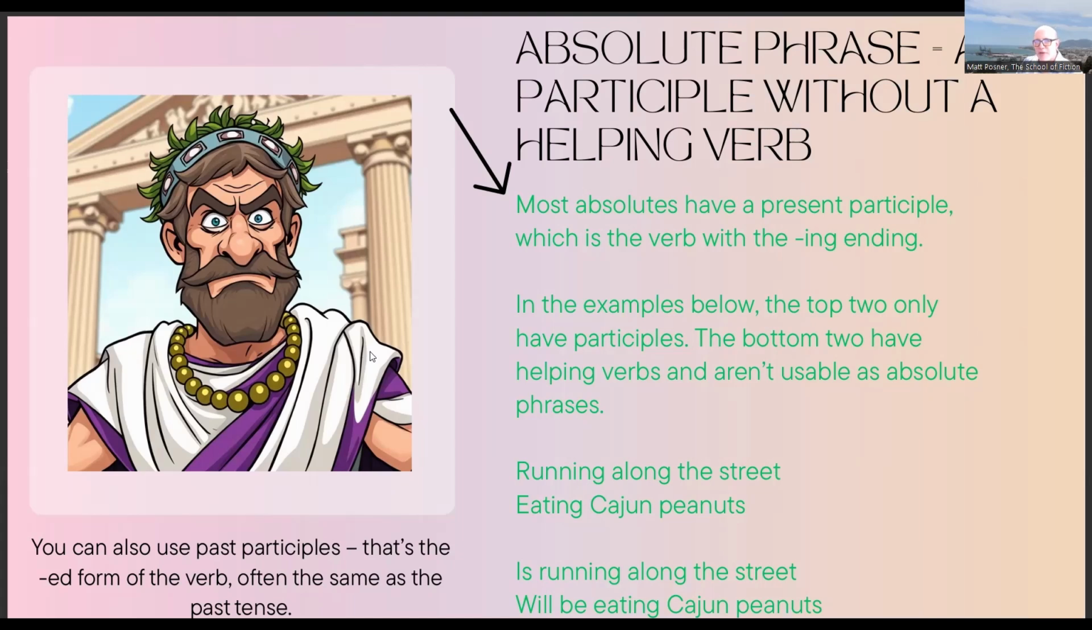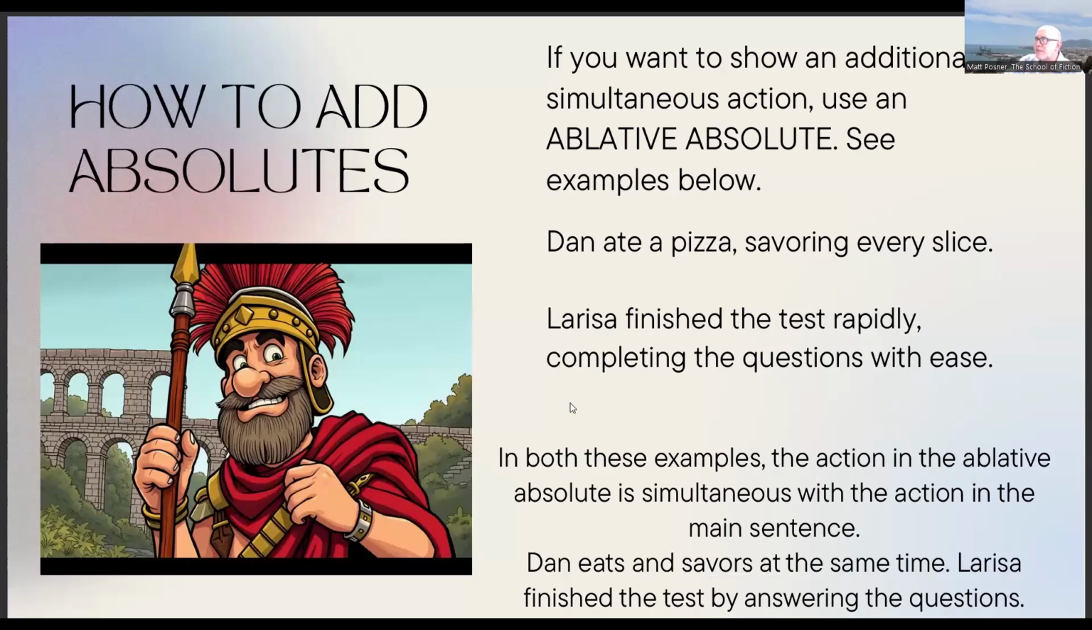Now, you can also form an absolute with a past participle. In fact, most translations of the Latin absolutes are going to be like that. That's the ed form, and it's often the same as the past tense, except for irregular verbs. Those also count for absolutes, but they are less common in English, or at least less common in contemporary style. So I'm focusing on the present participles like running and eating. Boom.